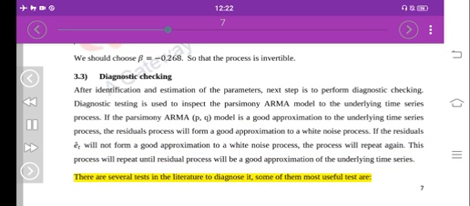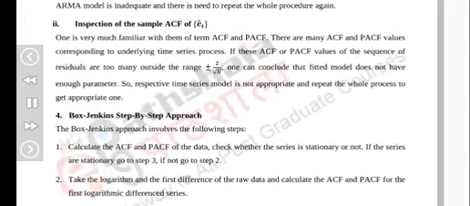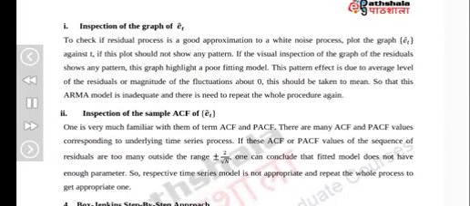There are several tests in the literature to diagnose it. Some of the most useful tests are: 1. Inspection of the graph of e_t.